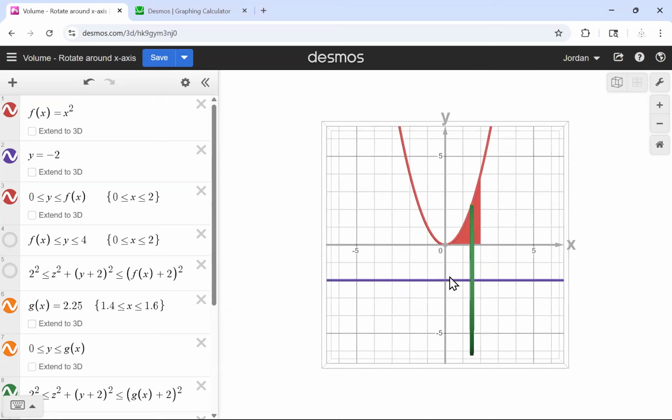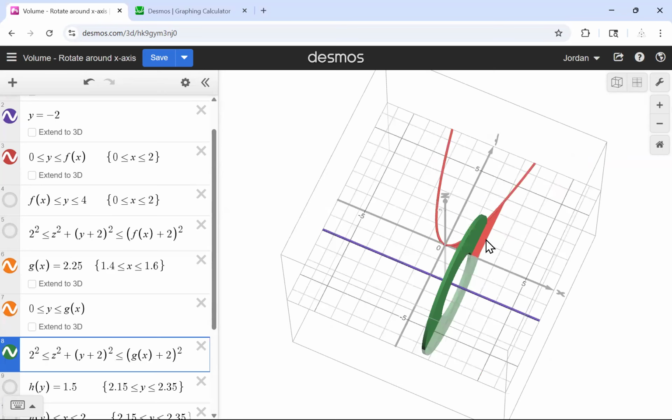And the outside radius in this case would go from the curve all the way down to the line I'm rotating it around. The inside radius would go from the bottom here down to the line I'm rotating it around. So the outside radius goes from the top of this disk down to the line I'm rotating, and the inside radius goes from the bottom of the region down to the line I'm rotating.